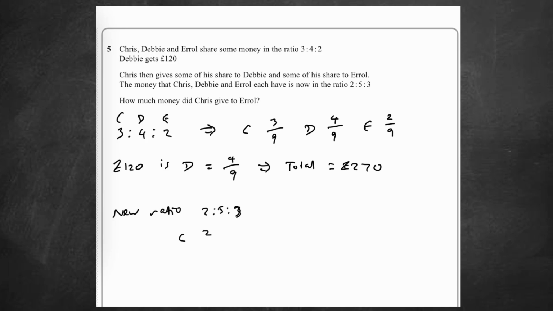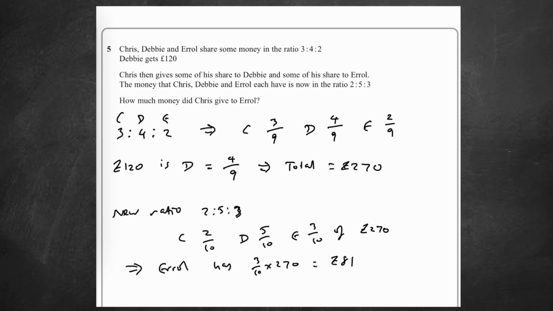New ratio is 2 to 5 to 3. So Chris has 2 out of 10, Debbie has 5 out of 10, and Errol has 3 out of 10 of £270. Therefore, Errol has 3 out of 10 times 270. Do that on my calculator. That's £81. And Errol did have 2 out of 9 multiplied by 270. 2 divided by 9 multiplied by 270, which is £60.